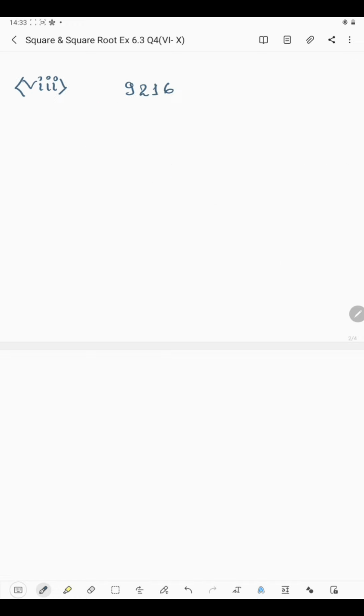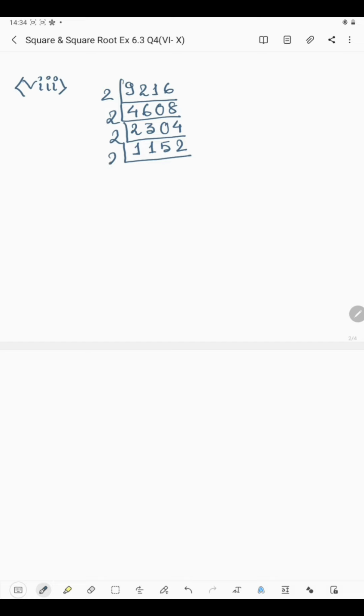Okay. Now in the next part we have 9216, in which 6 is at the ones place, which is an even number. So here it can be divisible by 2. So 2 4s are 8, 2 6s are 12, 2 8s are 16. Then again by 2: 2 2s are 4, 2 3s are 6, 2 4s are 8. Again the last digit is even, so it will be divisible by 2. So 2 1s are 2, 2 5s are 10, 2 2s are 4.